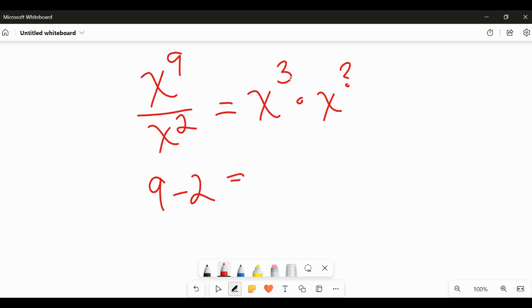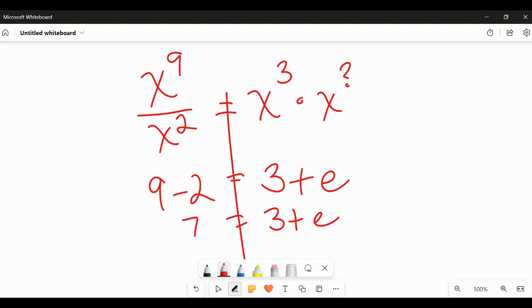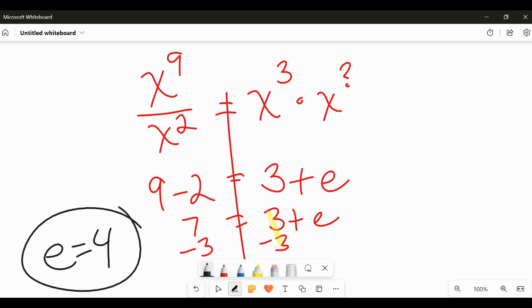equals, for these we have to add, right? The same base, add the exponents. 3 plus question mark, but I'm going to call it e. And then we simplify, right? 7 equals 3 plus e. Subtract both sides by 3, and these cancel. You would get your final answer: e is 7 minus 3, which is 4. So that makes sense, right? 3 plus 4 is 7, and 9 minus 2 is 7.